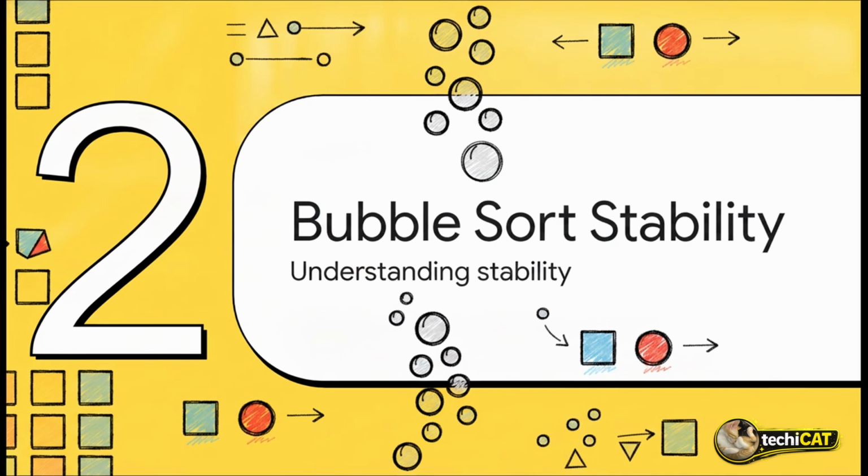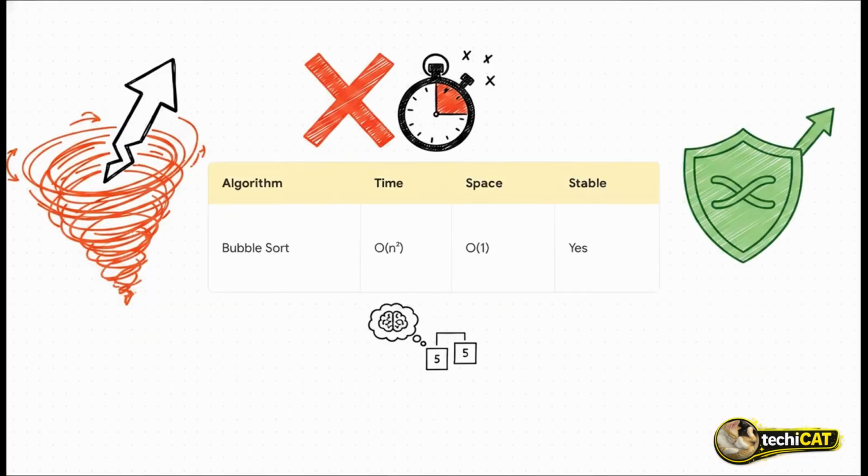Section 2. Bubble sort and stability. We're kicking things off with the absolute baseline algorithm practically everyone learns first. Okay, so bubble sort has a time complexity of big O of n squared and a space complexity of big O of 1. Now, even though that time complexity is notoriously terrible, like seriously, never ever use this in production software, it actually has one super important redeeming quality. It is a stable sort.